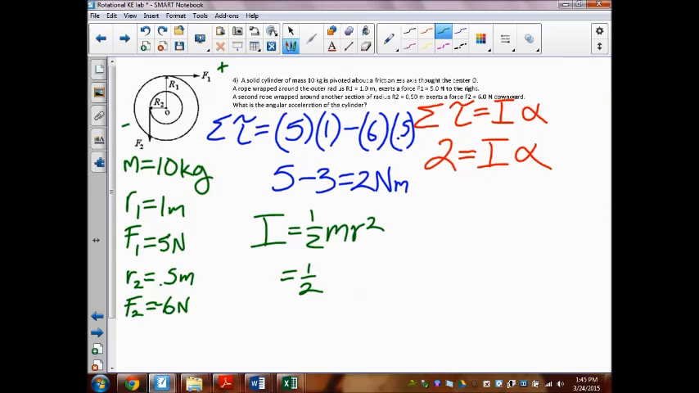Check it out there. So 1/2 times our mass, which is 10 kilograms, times the radius, which we're going to use the larger radius, the radius of the entire thing, which is 1. And then I square that. So I end up with a rotational inertia about the axis of rotation of, drumroll please, 5. And that's in kilograms times meters squared.